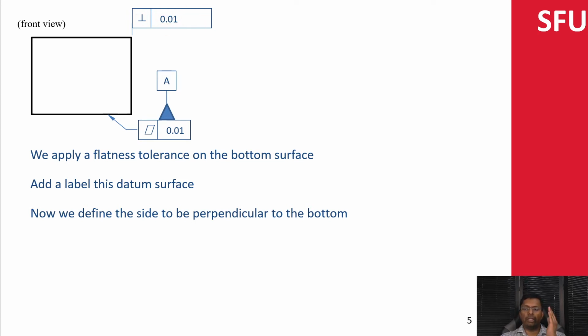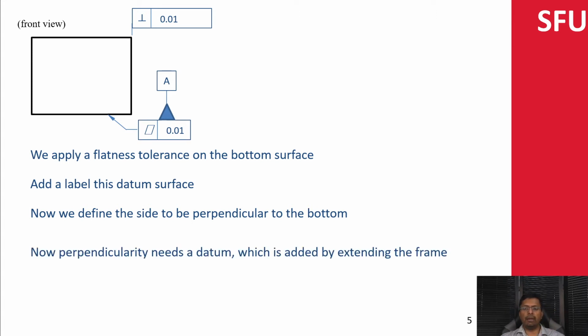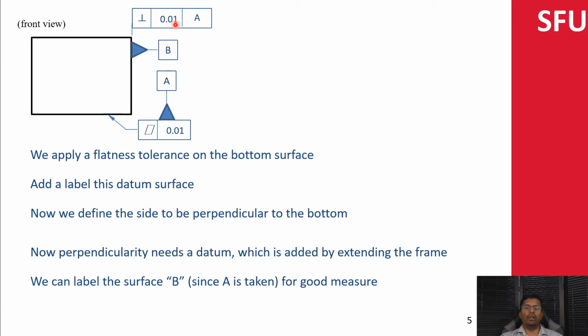Now I need to tell you what it is perpendicular to, and that's where the datum comes in. Essentially we are extending the frame, adding one more box there, and then we say it needs to be perpendicular with respect to A. For good measure we can label this B. Again, I can put the label on the surface, or I can attach the tolerance here. Either one would work, and this is how you would specify the perpendicularity. So what we basically dealt with is the flatness and the perpendicularity of the surfaces.